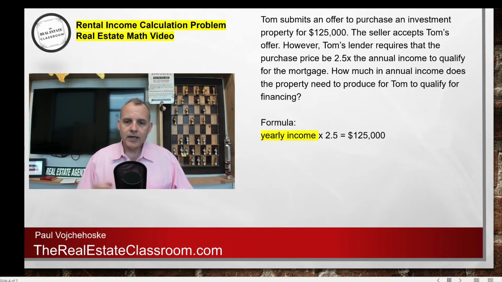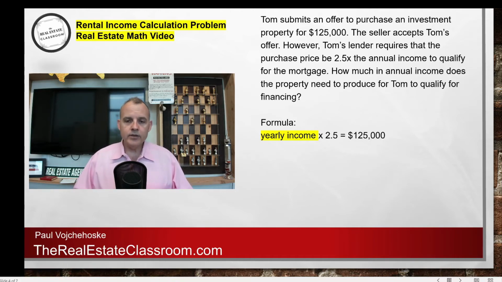So in our practice exam question here, we have the yearly income, which we don't know. Our math problem does not give us the yearly income. However, it does give us the 2.5 times, what we call a mathematical factor, and it also gave us the purchase price. So our formula is yearly income times 2.5 equals $125,000. But how do we come up with that yearly income to complete the formula?